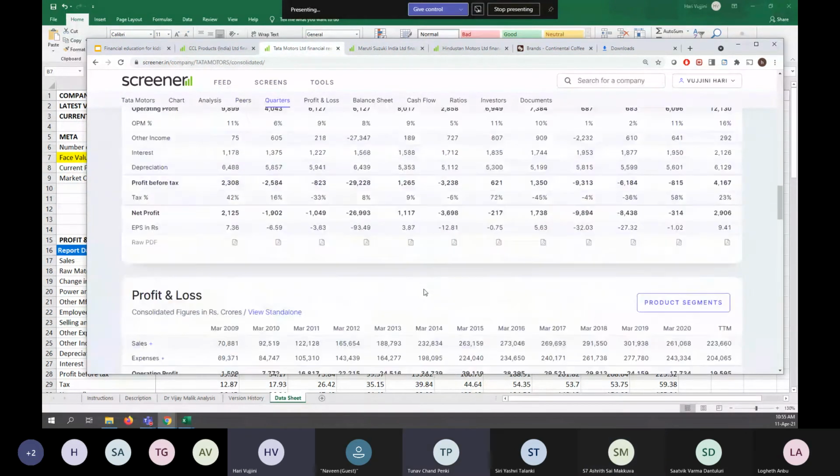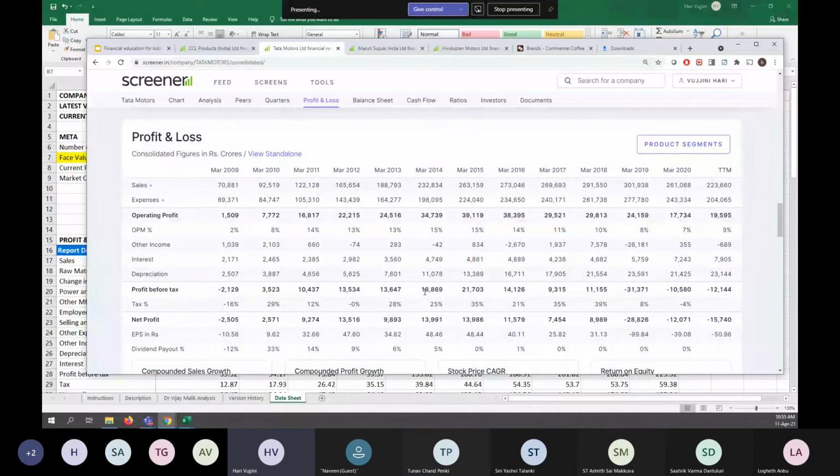Do you get the feel of the companies when you look at the profit loss statement? We will do similarly for the balance sheet, but you should get a feel. You do a similar exercise. Go to Screener, look at the companies that you know, and do some comparison.